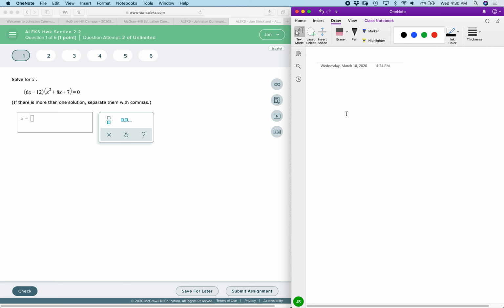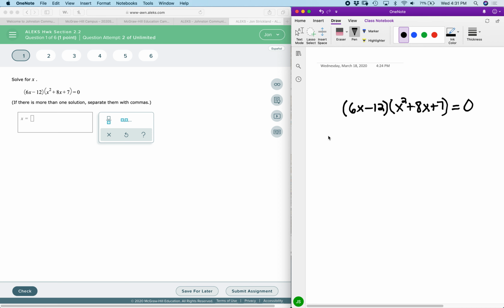Okay, for what we have in section 2.2 as a sample problem that we have in Aleks online, we're looking at solving for x, and here we have the quantity 6x minus 12 times the quantity of x squared plus 8x plus 7, and we have this is equal to 0. And now these terms or expressions I can factor.